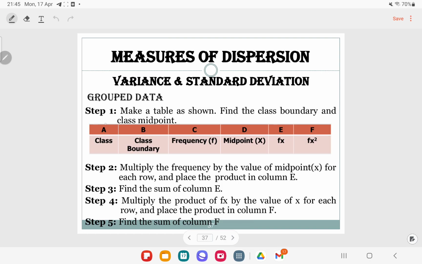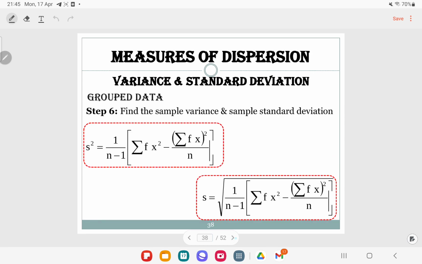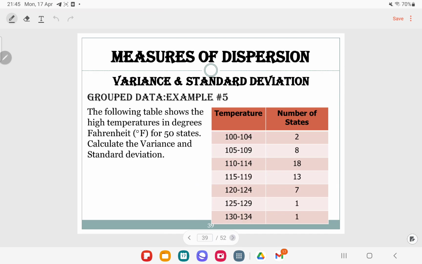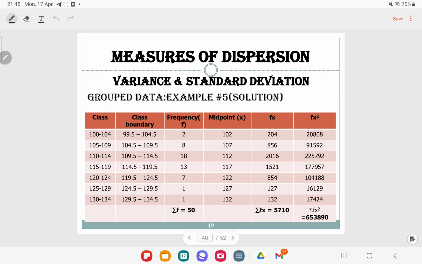Okay, next thing for the group data, you have to have a class number, and then you have to obtain the class boundary. With the frequency, you have to calculate the midpoint values, and then fx and also fx squared as usual. So the formula is still the same. Let us calculate the value here. You have to construct the class boundary from class 1.